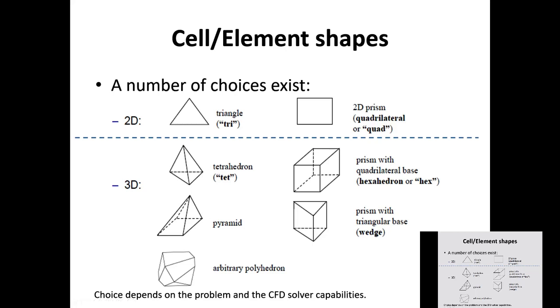Remember, a hexahedron has 6 faces, a tetrahedron has 4 faces. And then you can go as many as you want. As many faces as you want, that is called a polyhedron.